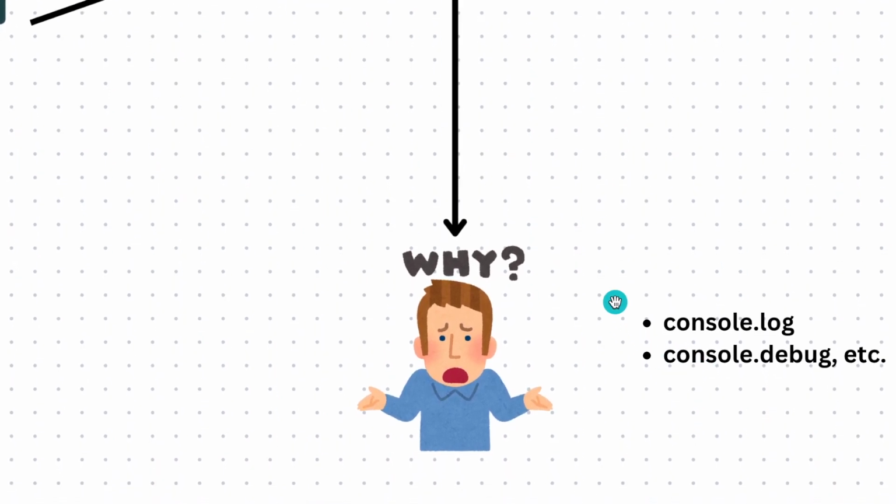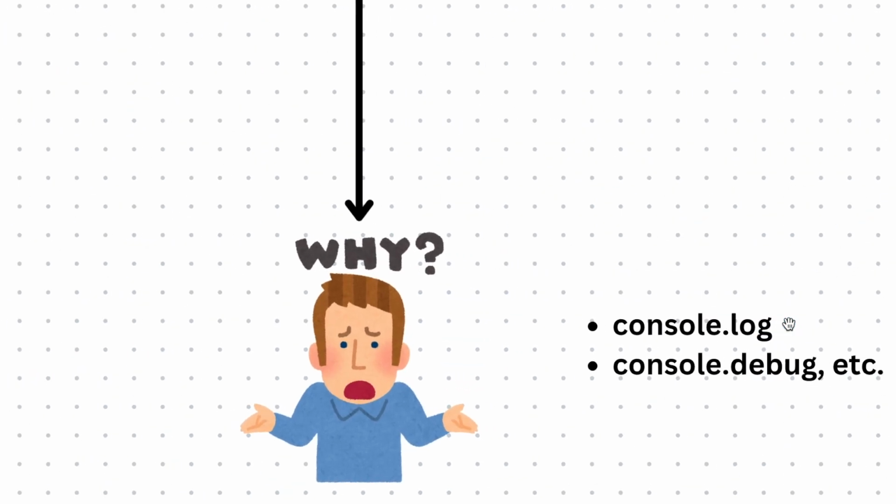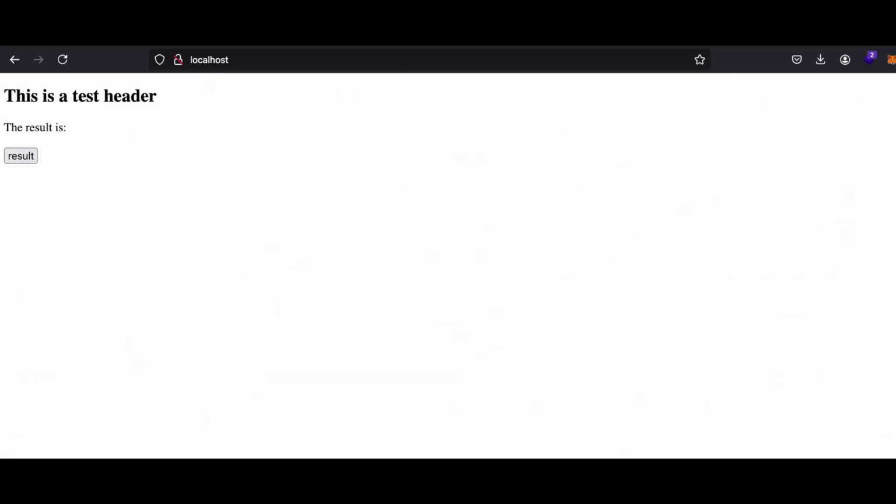A developer can put statements like console.log, console.debug, or other print statements that will help the developer find values in each step, and then he can use those values as references to see if this is what the application is intended to do. Let's take a real life scenario.